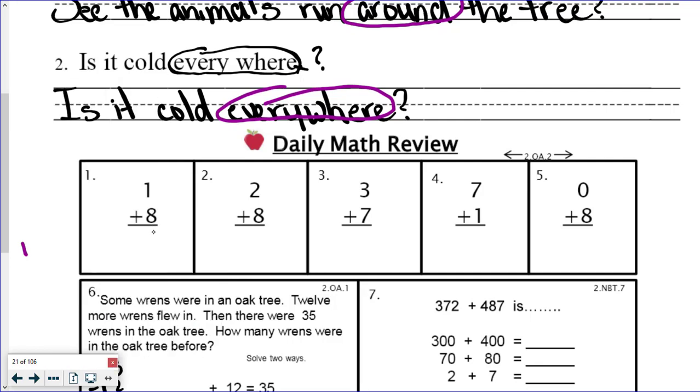All right, 1 plus 8 equals 9. 2 plus 8 equals 10. 3 plus 7 also equals 10. 7 plus 1 equals 8. 0 plus 8 equals 8.